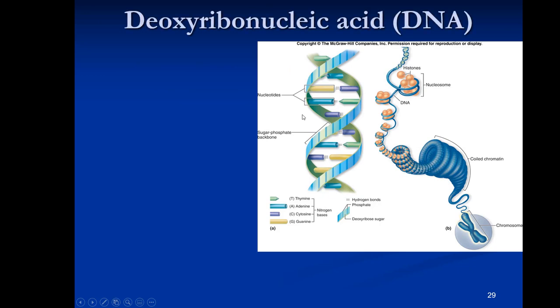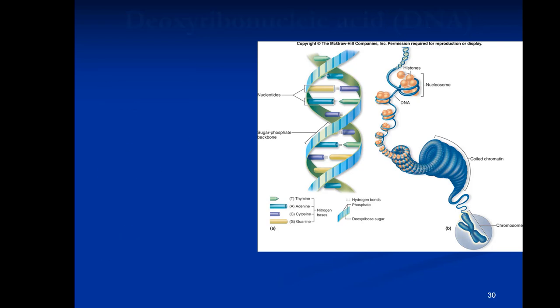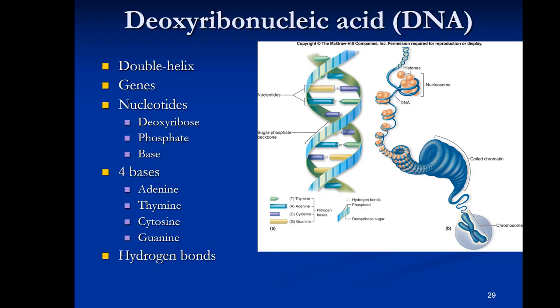All right, so talking about DNA, deoxyribonucleic acid. This is found in the nucleus. It's our genetic material. We'll talk briefly about the structure of DNA and what it looks like.